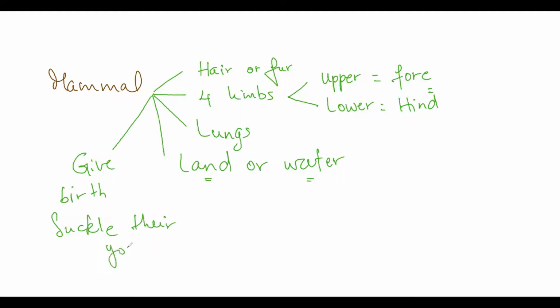It means that their young have to feed on breast milk. There is a certain organism that does not give birth, but it suckles its young, and it is considered among the mammals because it suckles its young. This is the duck-billed platypus. It lays eggs, doesn't give birth, but it suckles its young with breast milk. That's why it was considered among the mammals.